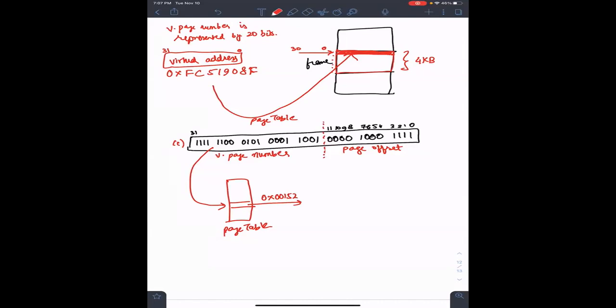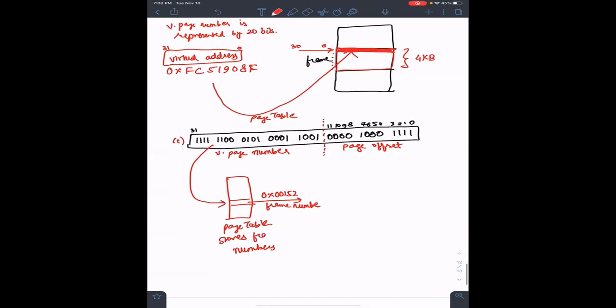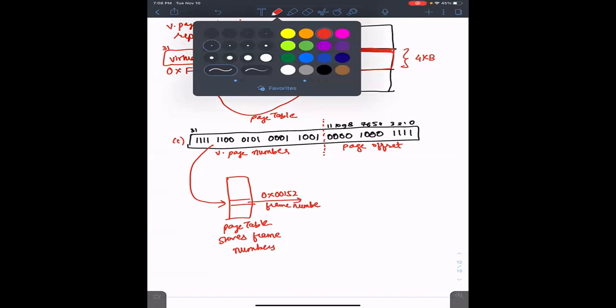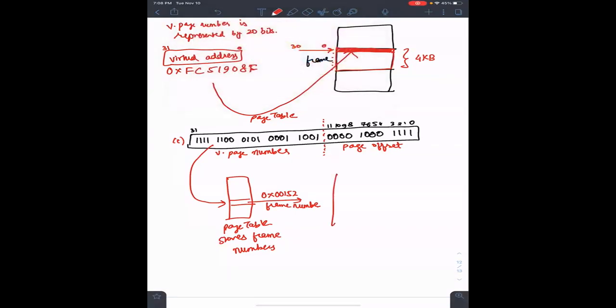0x00152. Right? And so this is basically my frame number. So the page table stores frame numbers, which you can think of as forwarding addresses to the main memory. So now if we look into this main memory or the physical memory, physical memory, main memory, it's one and the same thing.